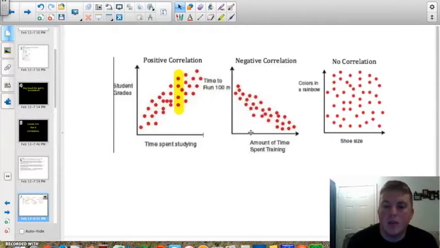This one refers to the amount of time spent training and the time to run a 100-meter dash. Obviously, the more you train, the more in shape you're going to be, so it's going to have a negative correlation on the time it takes you to actually run it. You're going to run it faster when you have more training. And then we also have another example over here that is no correlation, and our X values are referring to shoe sizes, and our Y's are referring to colors in the rainbow. So what shoe size you wear does not really have any effect on how many colors are in a rainbow.